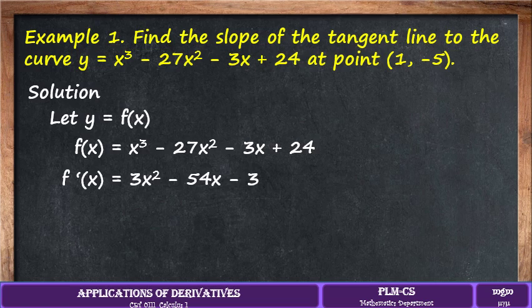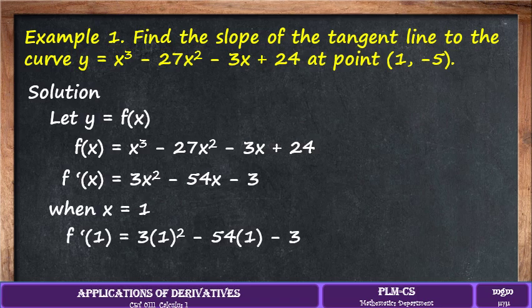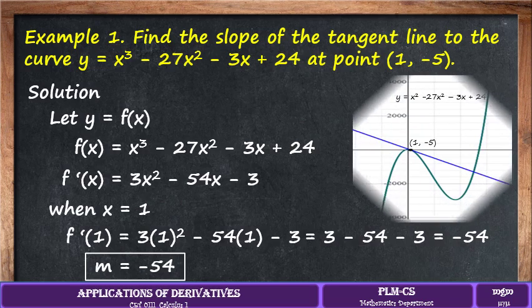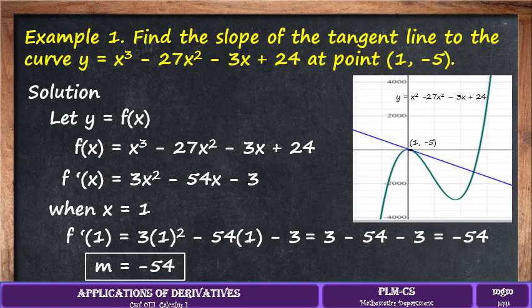When x equals 1, substituting 1 to every x in our derivative, we obtain f prime of 1 equals 3 times 1 squared minus 54 times 1 minus 3. Performing the operation, we have 3 minus 54 minus 3, which is equal to negative 54. Thus, the slope of the tangent line to the curve at the given point is negative 54. For reference, here is the actual graph of the function as well as the line tangent to it at the given point.